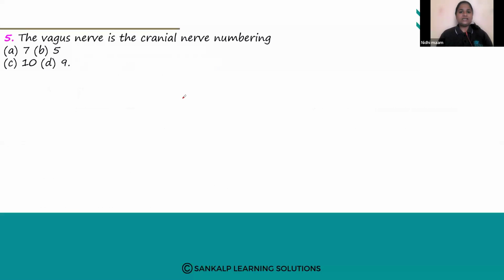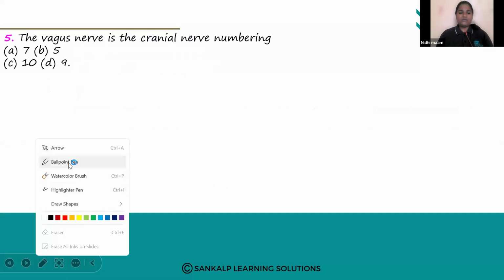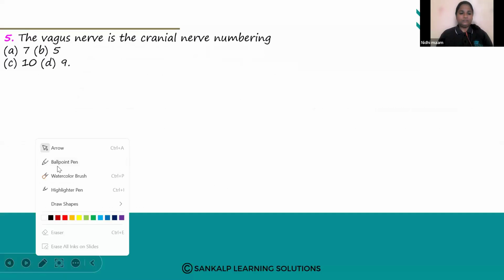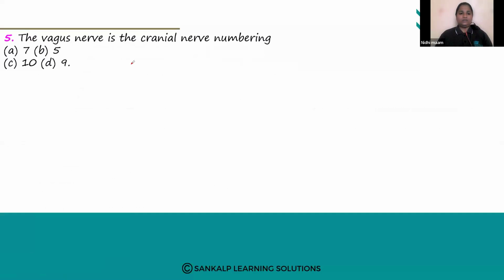The vagus nerve is the cranial nerve numbering 7th, 5th, 10th or 9th. What is the number of the cranial nerve? It is the longest nerve. Among the 12 pairs of cranial nerves, what is the number of the vagus nerve? Anyone? Okay, Hema answered option 10.